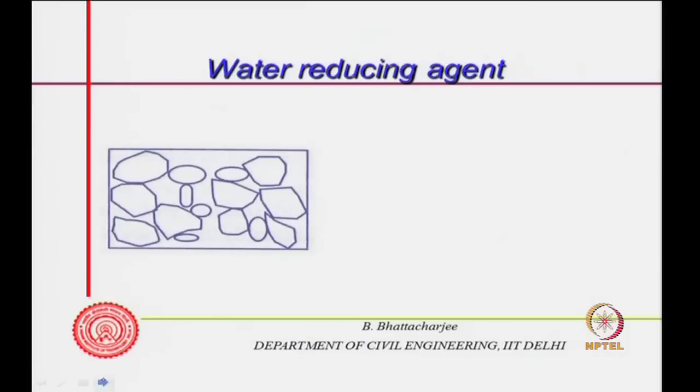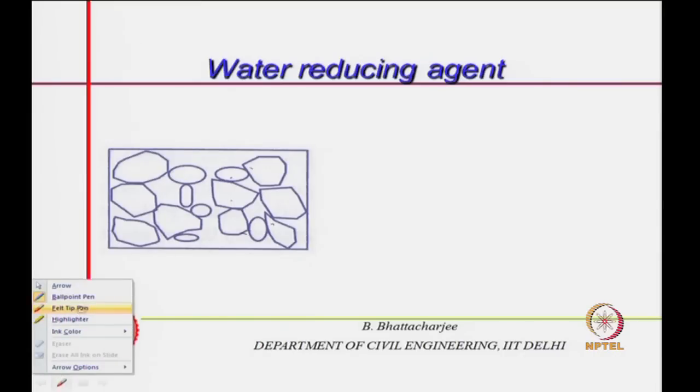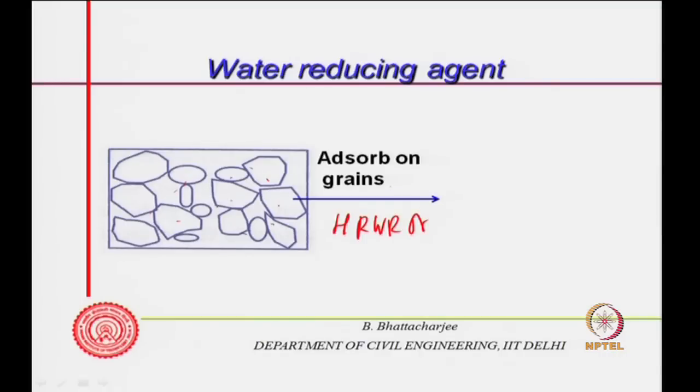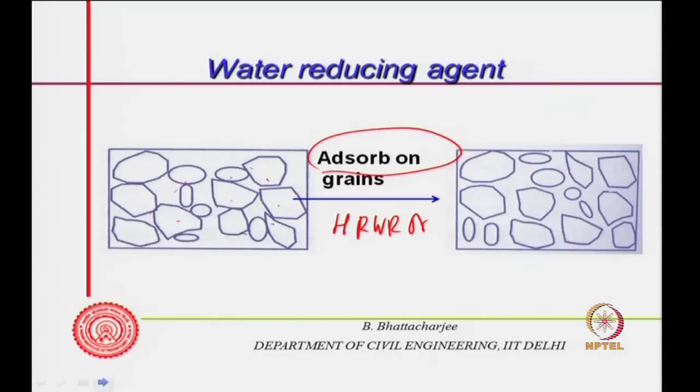So, let us see how a water reducing agent works. This is where cement grains, without any high range water reducing agent, flocculate together, but when you add high range water reducing agent, it gets adsorbed onto the grains and results in this kind of dispersion. This is what we have already discussed; I am just reiterating the whole thing.